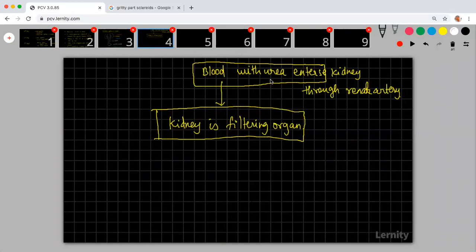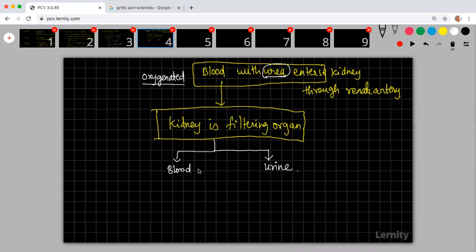So the blood will carry urea, but the blood is oxygenated. Oxygenated means it is filled with oxygen, but it is also having urea. So as far as kidney is concerned, we consider this as the impure blood because it is having urea. Kidney is the filtering organ, and it is trying to filter it into two groups. One is blood, and the other one is what we call urine.